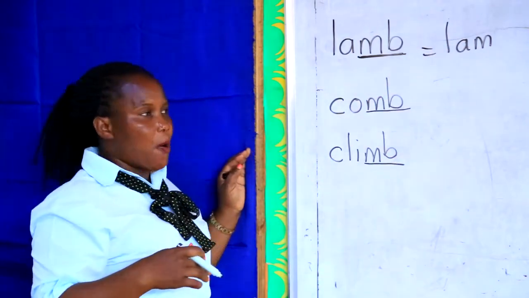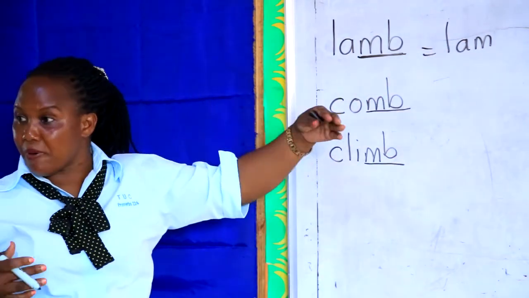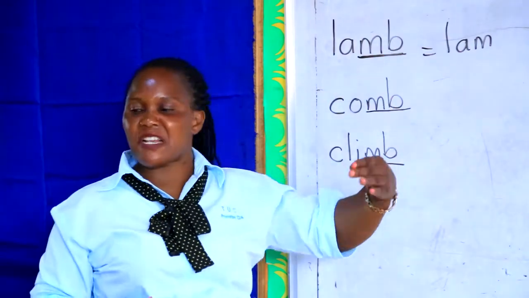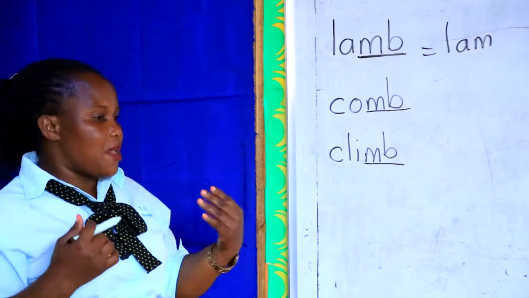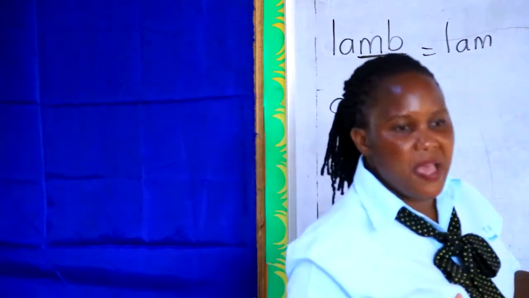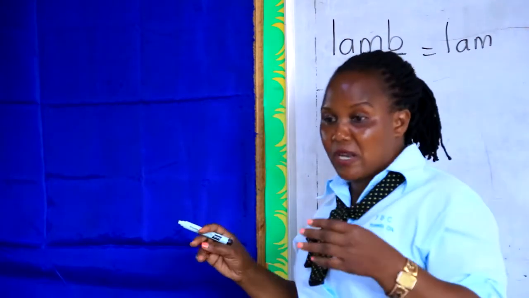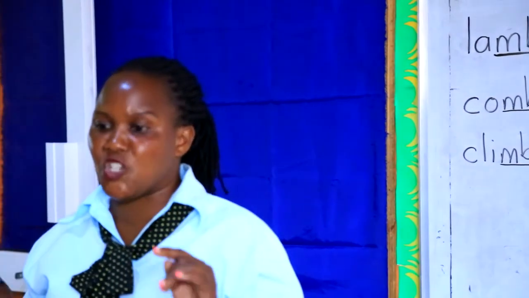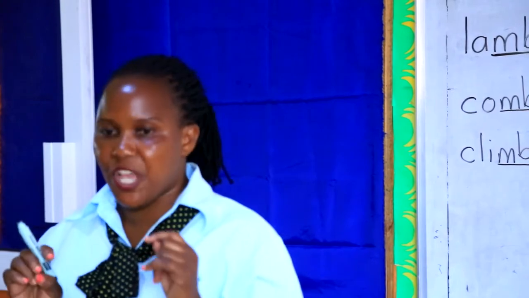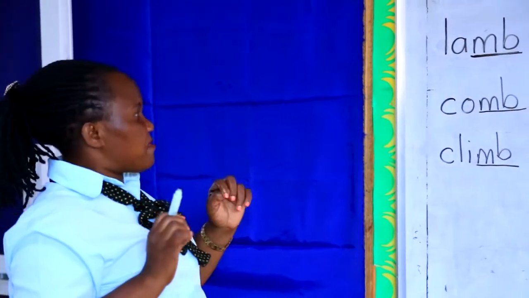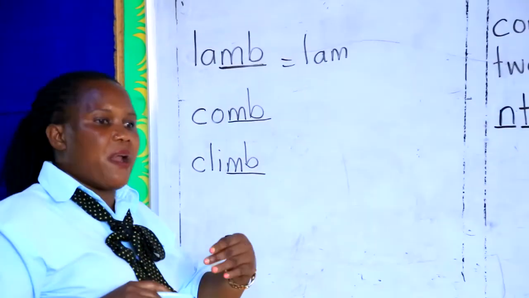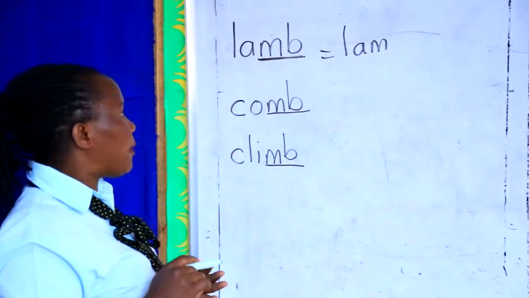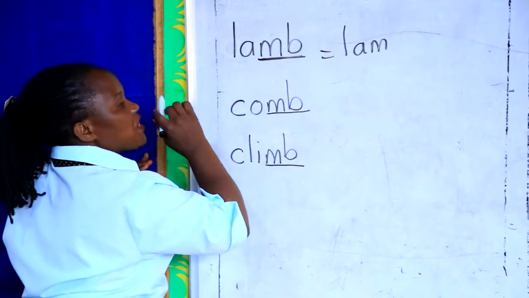Very many people pronounce this word with the B sounded, but it's not supposed to be pronounced that way. I've been hearing people singing, Mary had a little lamb, it was white as snow, but that word is mispronounced. That word is lamb, with a silent B.